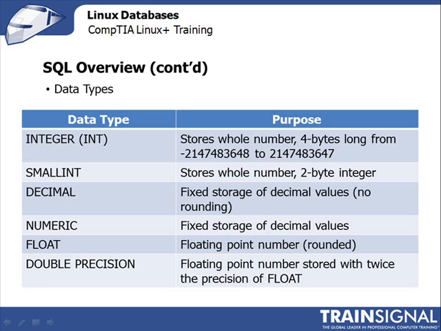Decimal is one you'll probably find yourself using often. The next is numeric, and that's for fixed storage of decimal values. Float represents a rounded floating point number. Double precision is a floating point number stored with twice the precision of float. Float and double precision could be useful for storing data when memory is an issue, but I personally haven't found much of a need to use either. But your experience may be different. Some in the community feel that float and even double precision have difficulties with rounding numbers properly.